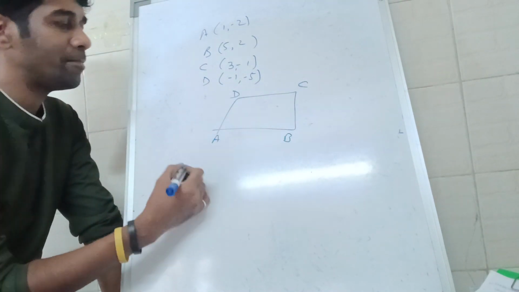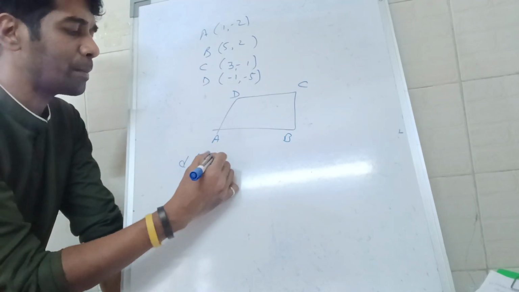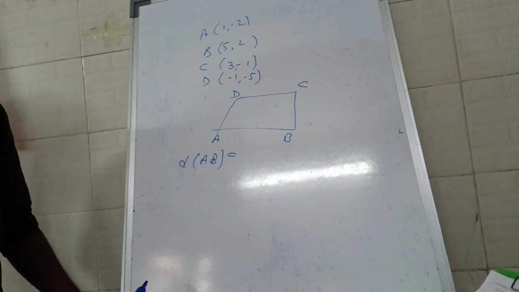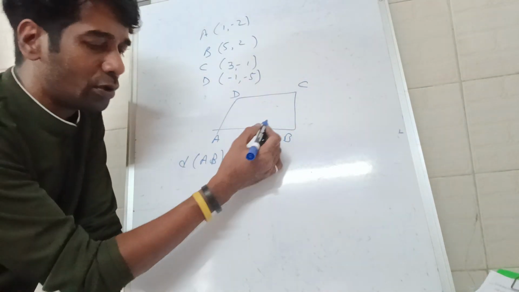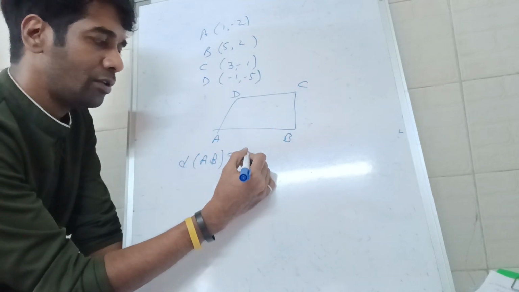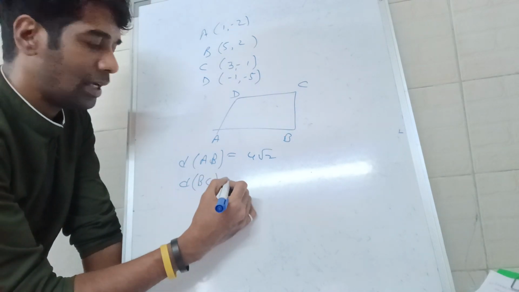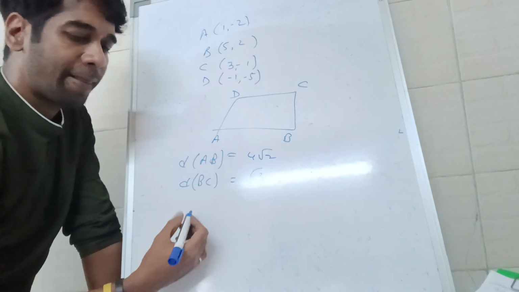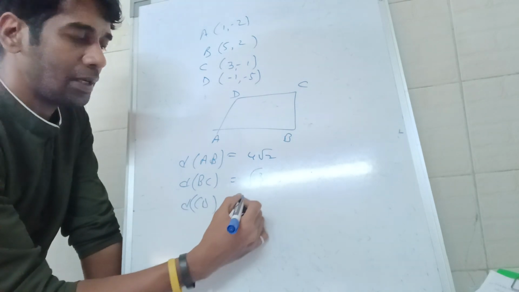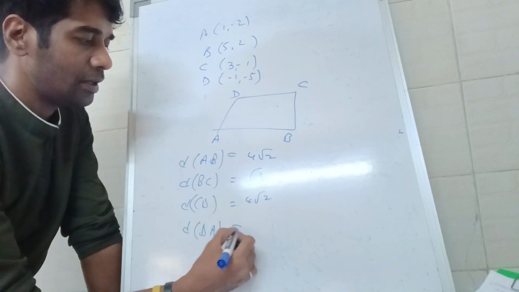First find distance AB, distance BC, distance CD and distance DA. Distance AB: y2 minus y1 the whole square plus x2 minus x1 the whole square. Put in the distance formula and you will get AB as 4√2. Similarly, you will get distance BC as √13. Then I'll get distance CD as 4√2. Distance DA is √13.